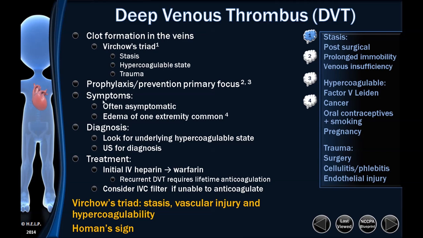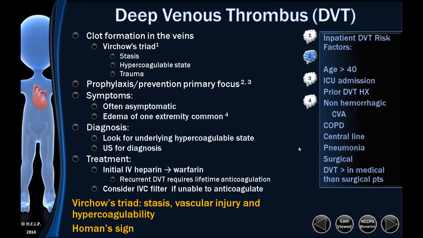So somebody with a DVT, they can be either asymptomatic or they're going to have edema in just one leg, not both. So somebody who has venous stasis will be both legs swollen. A DVT will be just one of the legs bigger than the other one. You're looking for some sort of hypercoagulable state. Ultrasound is for diagnosis of the DVT, and your physical exam finding test that you do is called Hohmann sign.